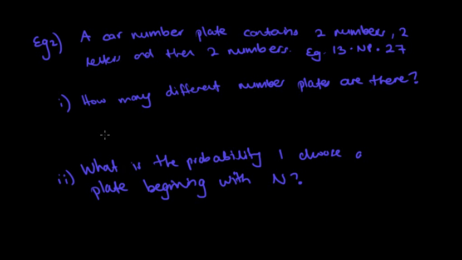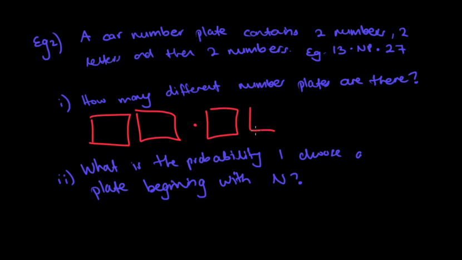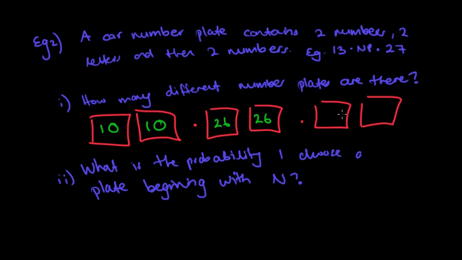So what we're going to do, we're going to use the box method. 2 numbers, 2 letters, 2 numbers. Okay, so how many different numbers can go in this first box? Well, we've got numbers from 0 to 9, so that's 10 numbers. We've got 26 different letters, and 10 different numbers, 10 different numbers.